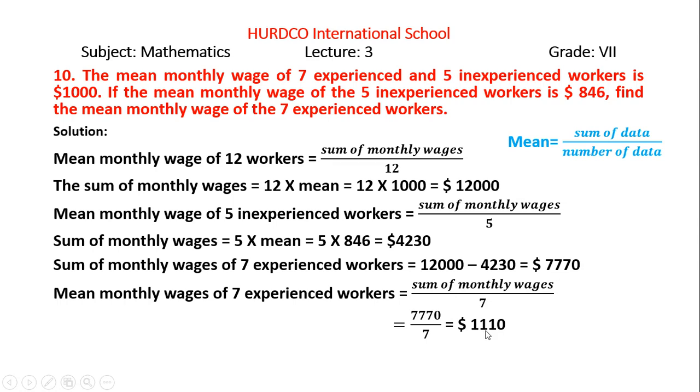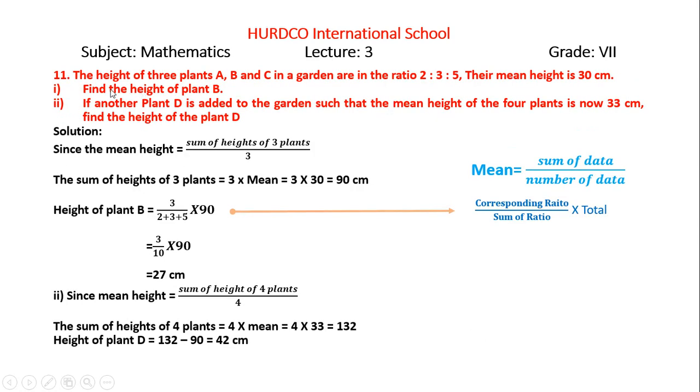Last math, most important. The heights of 3 plants A, B, C in a garden are in the ratio 2:3:5. Their mean height is 30. So mean equals sum of data divided by number of data. So the mean height will be the sum of the heights of 3 plants divided by 3. Do the cross multiplication here. Mean is given, that is 30. So instead of mean, input the value 30, we get 90.